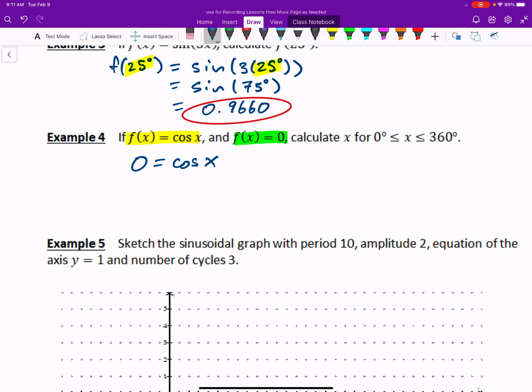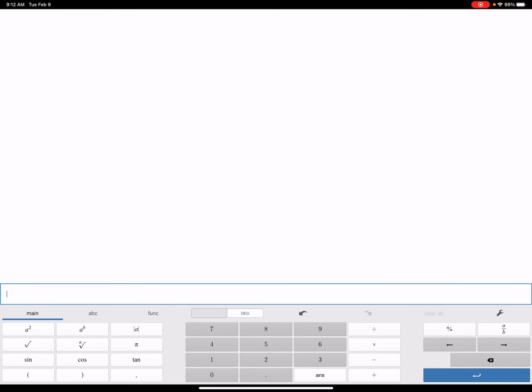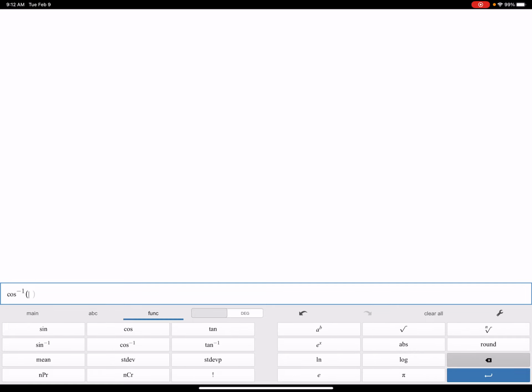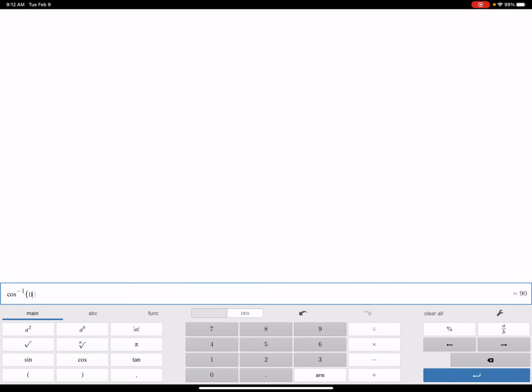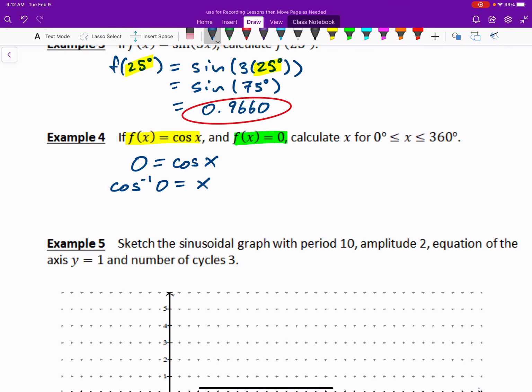Well, I know that if I want to solve for the angle, and really it's asking me to find the angle, then I can do the inverse cos of each side. So that's just doing the cos -1. So cos -1 of 0 is going to equal x. In other words, I'm bringing that cos to the other side, it becomes a cos -1. So that's all well and good. So I'll do cos -1 of 0, and it equals 90 degrees. So x equals 90 degrees.